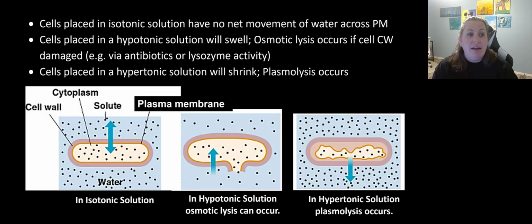On the other hand, if cells are placed in a hypertonic solution, they will shrink. This is known as plasmolysis. And so it pulls the plasma membrane away from the cell wall, which is also not good for the cell.